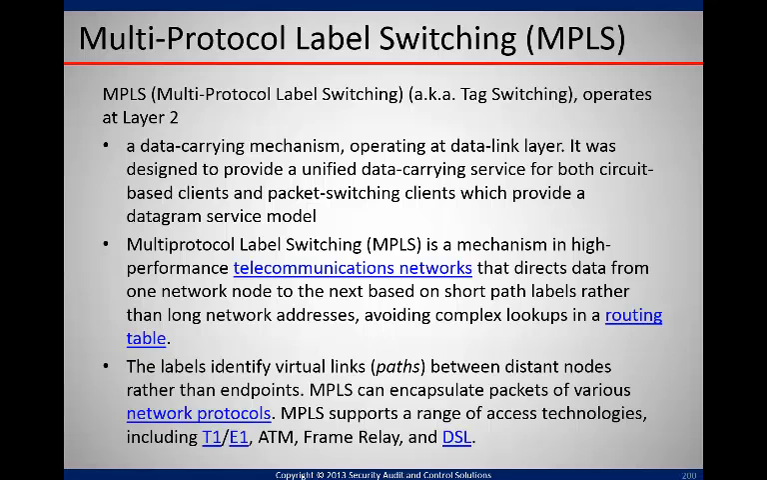Multiprotocol Label Switching, or MPLS, is a mechanism in high-performance telecommunication networks that directs data from one network node to the next based on short path labels rather than long network addresses, avoiding complex lookups in a routing table. The labels identify virtual links or paths between distant nodes rather than endpoints. MPLS can encapsulate packets of various network protocols. MPLS supports a range of access technologies including T1/E1, ATM, Frame Relay, and DSL.